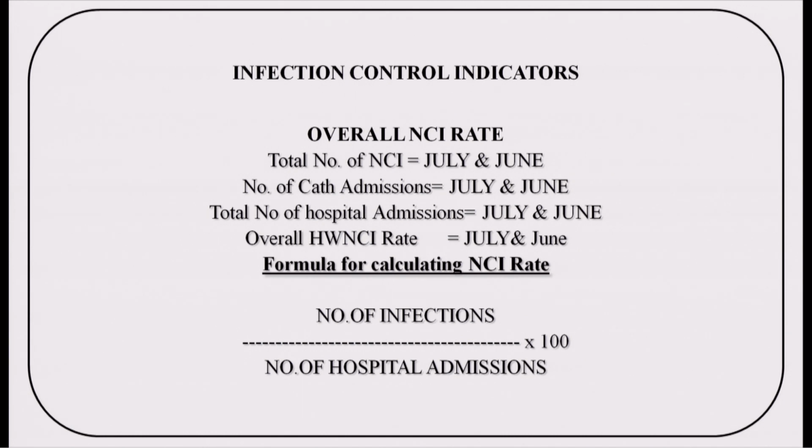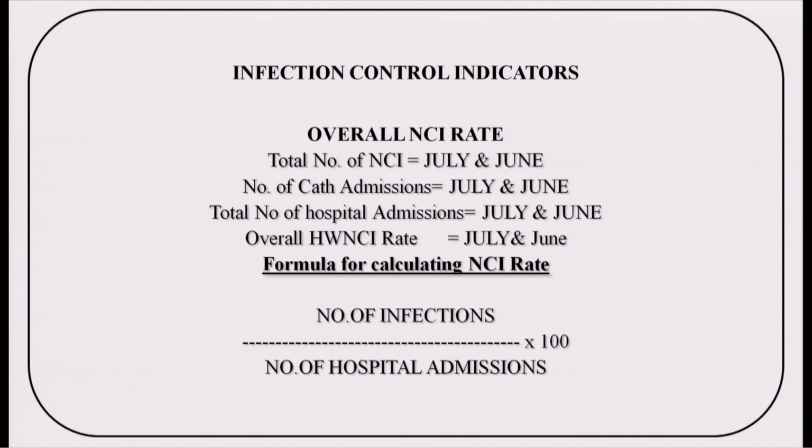So, it has to be done as teamwork, where the ICN collects the data, presents it to the infection control officer, and scrutinizes the data as per the national and international guidelines, and the same will be presented in the committee and discussed. Coming to the infection control indicators, we have the overall nosocomial infection rate here, where in the slide we have given July and June. It is an example.